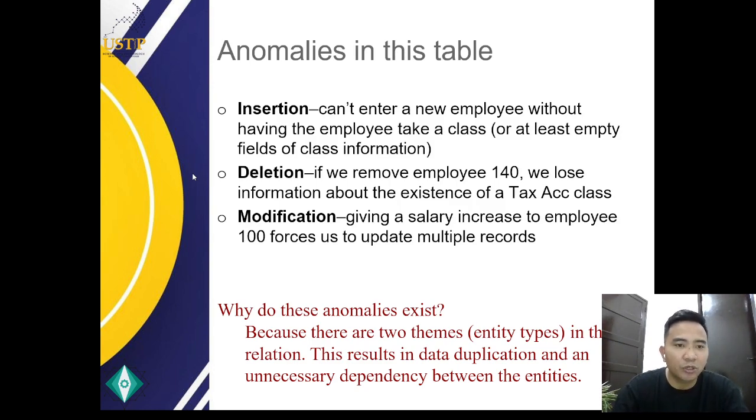So we have here insertion: you can't enter a new employee without having the employee take a class, or at least leaving empty fields for class information. Deletion: if we remove employee number 140, we lose information about the existence of the tax accounting class. Modification: giving a salary increase to employee 100 forces you to update multiple records. So why do these anomalies exist? It's because there are two themes, two entity types, in one relation. This results in data duplication and unnecessary dependency between entities.